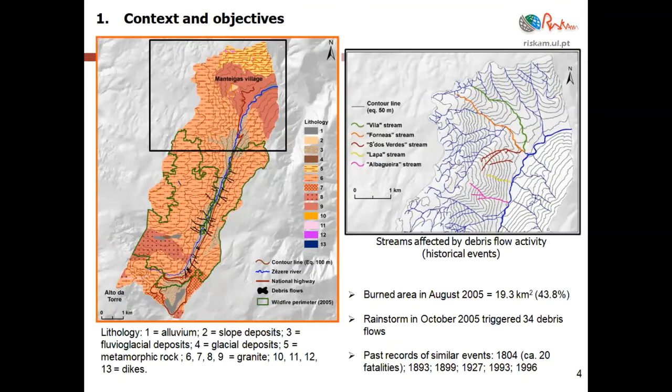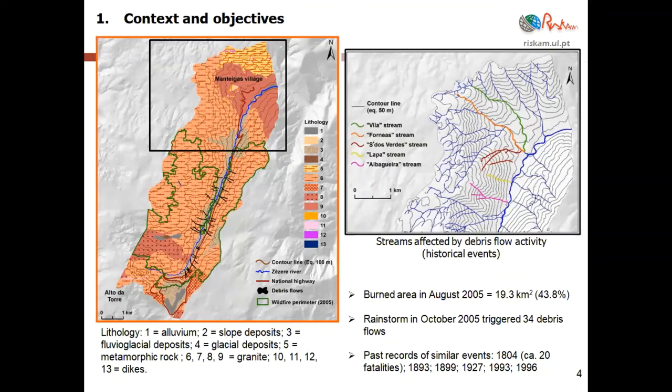In the left figure, this wildfire perimeter is marked in green. These unprotected slopes were strongly affected by debris flow activity during the following rainy season. At this time, a total of 34 debris flows occurred and were mapped here in the left figure also in black. Although no victims were recorded, these debris flows forced the closing of the national highway in the sector that links the main village to the most touristic places in the mountain.